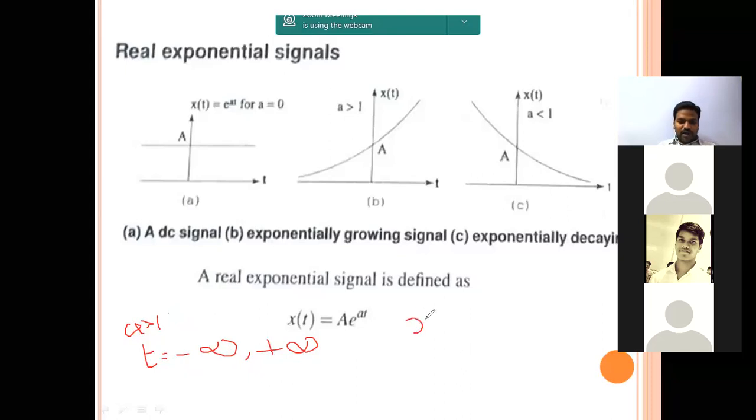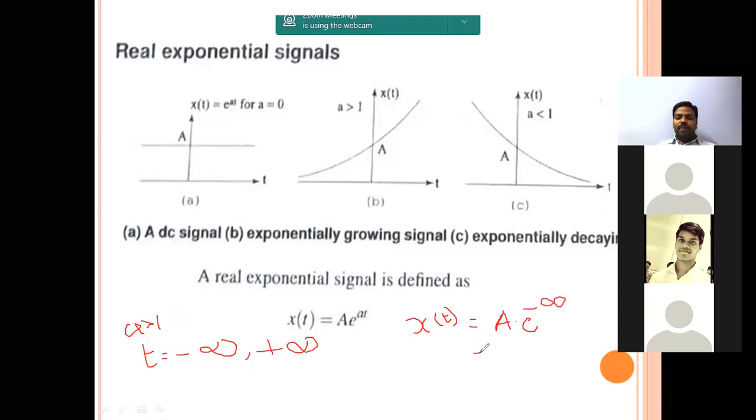Now let us start our signal from T is equal to minus infinity onward. So X of T is equal to A multiplied by e power A T, or you can take it as 1 also. If A greater than 1, obviously it is a positive value. If A is positive, obviously T here is negative. So plus into minus, you will get only minus.